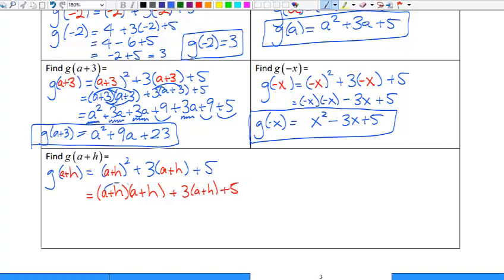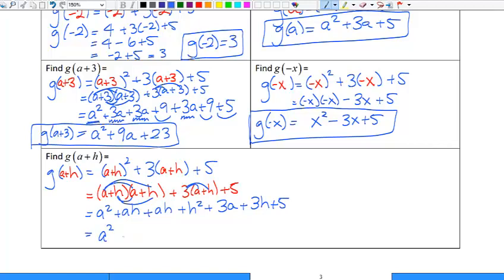Okay, so I have a times a, which is a squared. A times h, which is ah. H times a, which is ah. And h times h, which is h squared. Keep distributing on the next parentheses. 3 times a is 3a. 3 times h, which is 3h, plus 5.